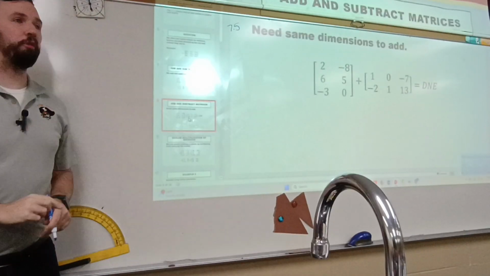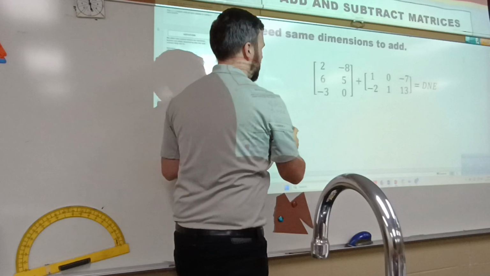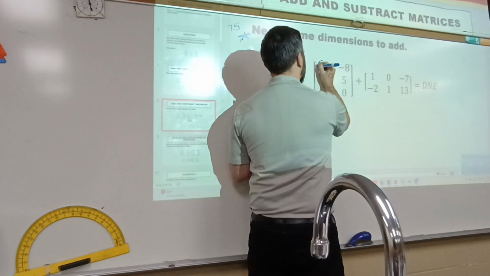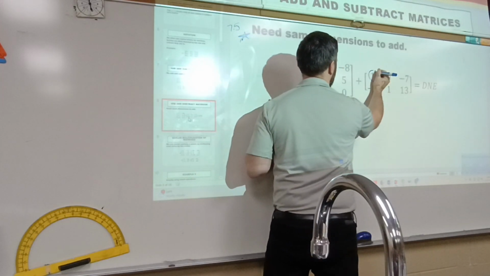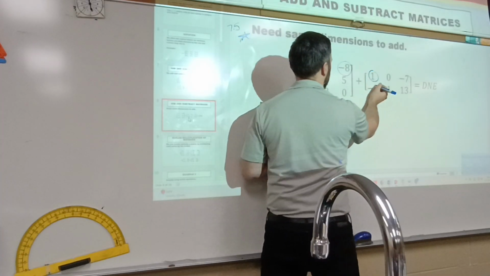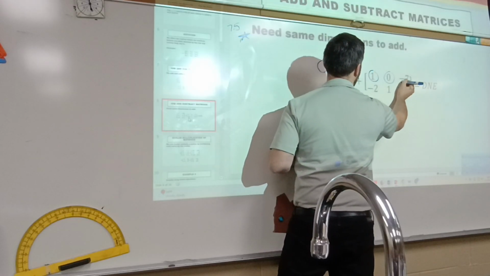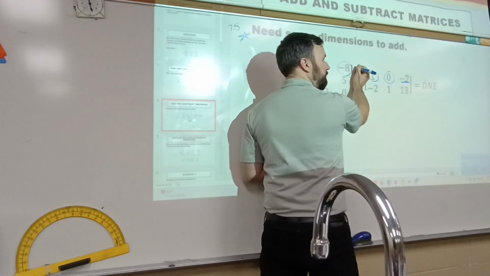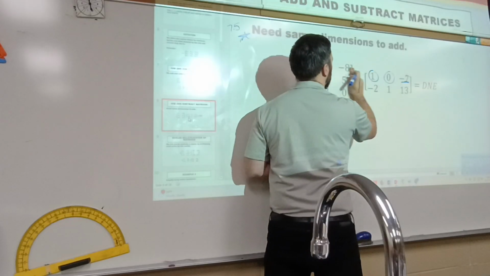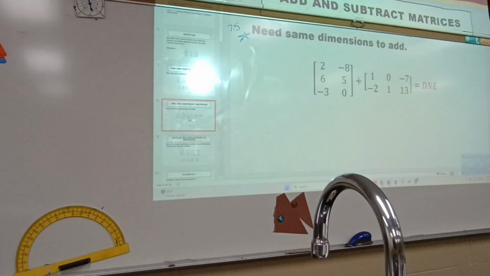Now, this is an important thing to know. This is a common mistake. This is my first row, first column, first row, first column, right? First row, second column, first row, second column. Uh-oh, do I have a number to go with this over here? Because I do not have a number that goes with it, this is not possible to do. You cannot combine matrices that aren't the same dimensions because you don't know what to add to each other, okay?